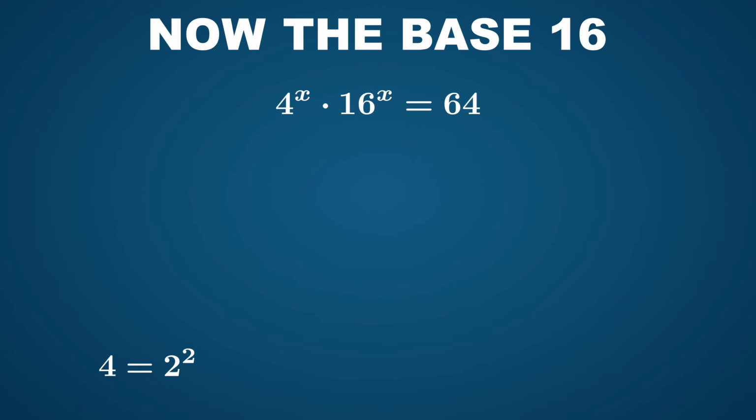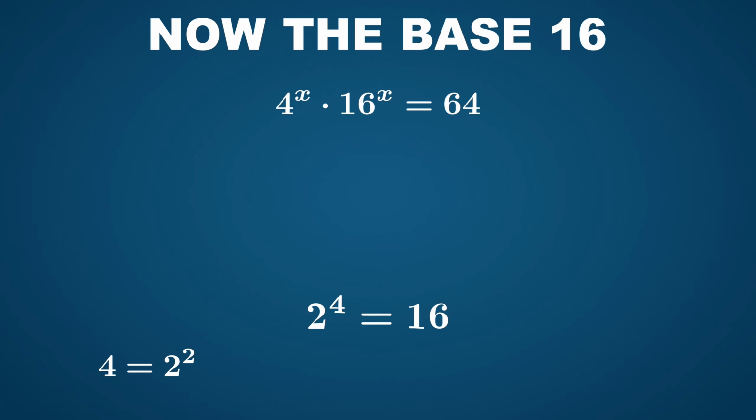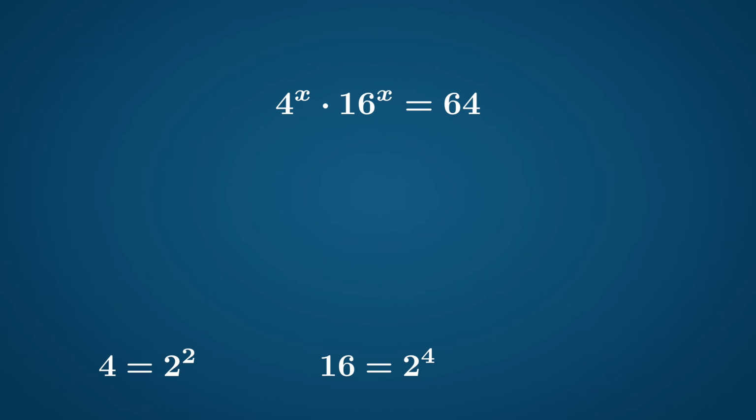Next, we will look at the base of the second exponential term. This base is 16, which we also want as a power of 2. We already know that 2 squared is equal to the number 4. If we multiply 4 by 2, we get the positive number 8. Multiplying 8 by 2 gives us exactly the number 16. This means that 2 to the 4th power equals exactly 16. We can replace 16 with 2 raised to the 4th power.